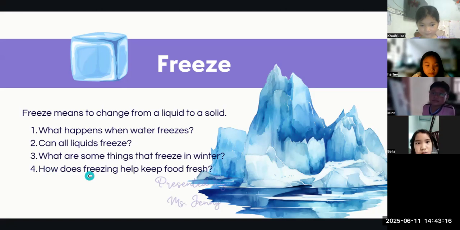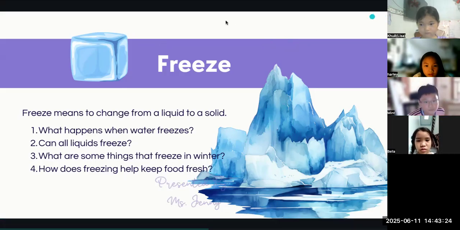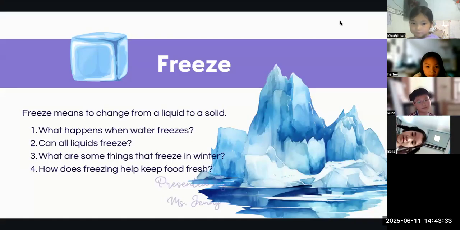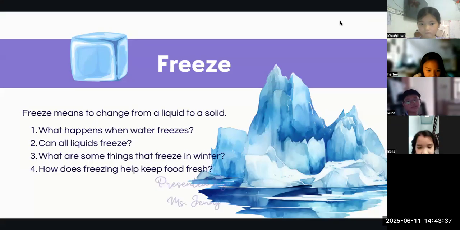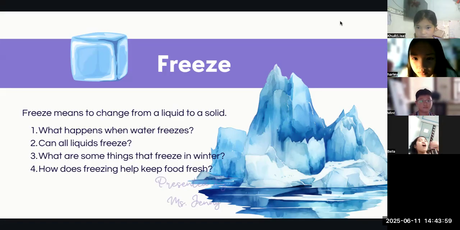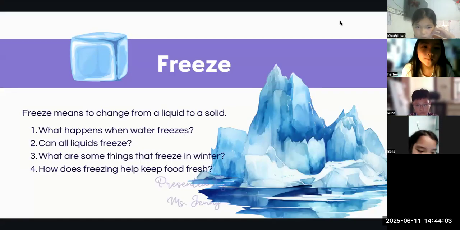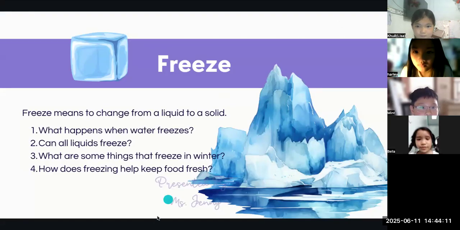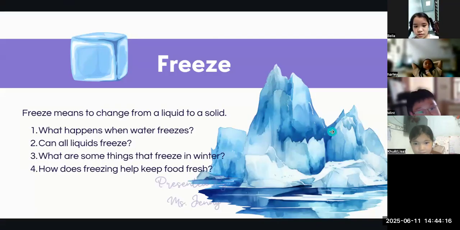Okay, the next one. How does freezing help keep food fresh? Anyone? Okay, Bella, can you answer it? How does it help keep food fresh? The meat stays fresh, but I don't think it's hard. Oh, I know, preserving. If we keep it in the fridge, it will help from going bad. So that's why fridges are very cold, for preserving the food. So it's going to be fresh.